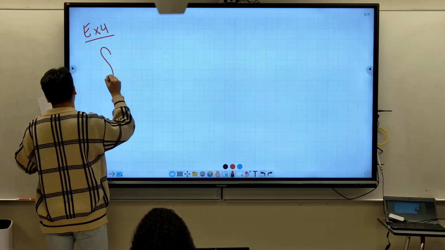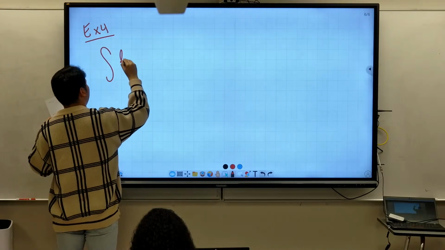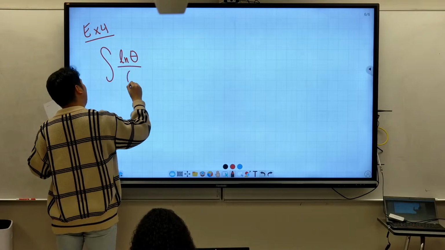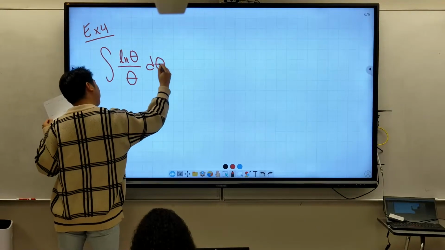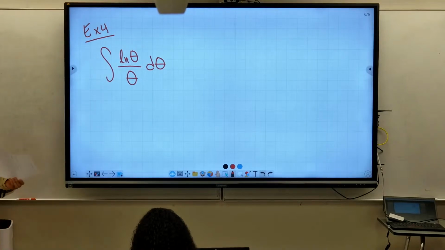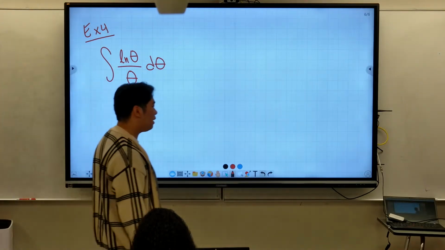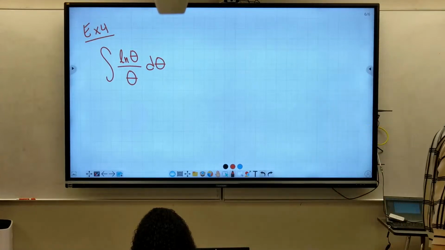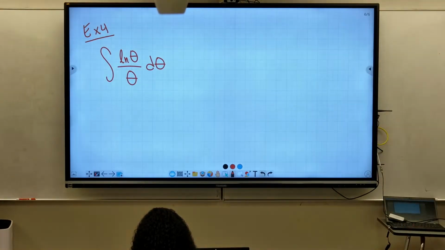Let's say I have the integral of the natural log of theta over theta d theta. Remember, I'm not necessarily restricted to x. I could use whatever letter I want. So now I'm going to figure out, wow, what's going on here? I'm going to see if there's a u that I can choose here, such that the derivative also belongs in the original.